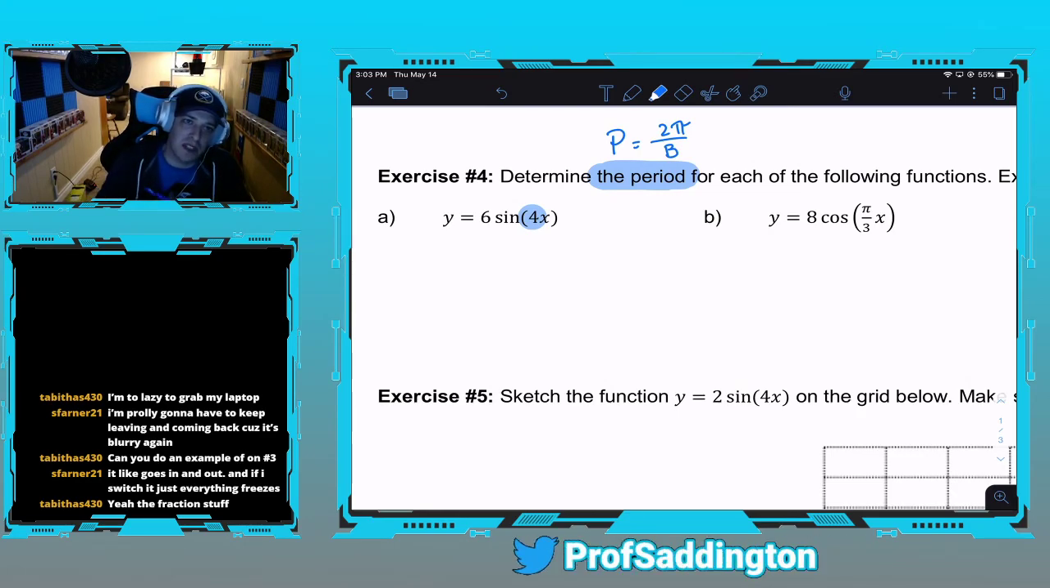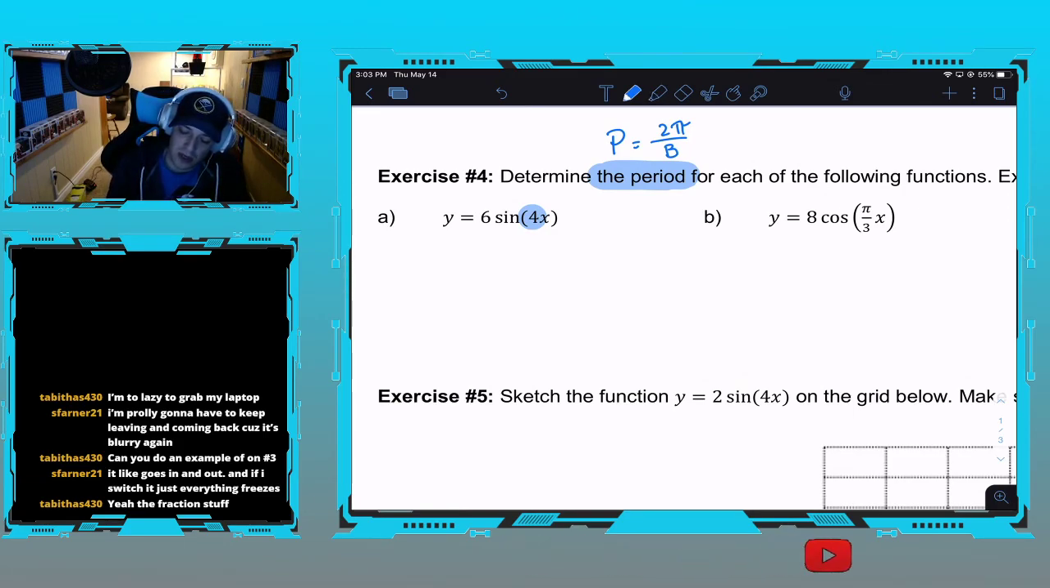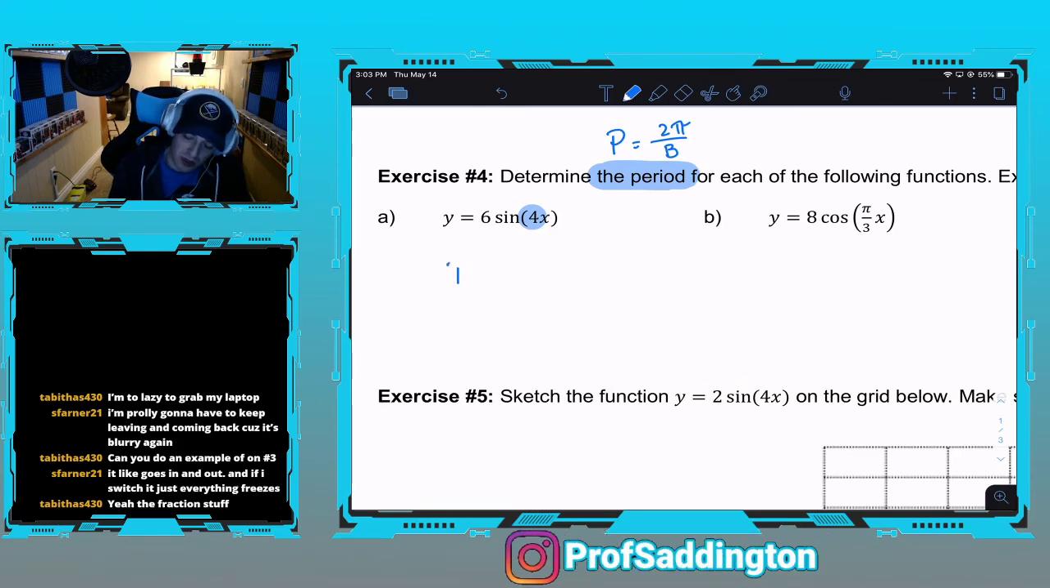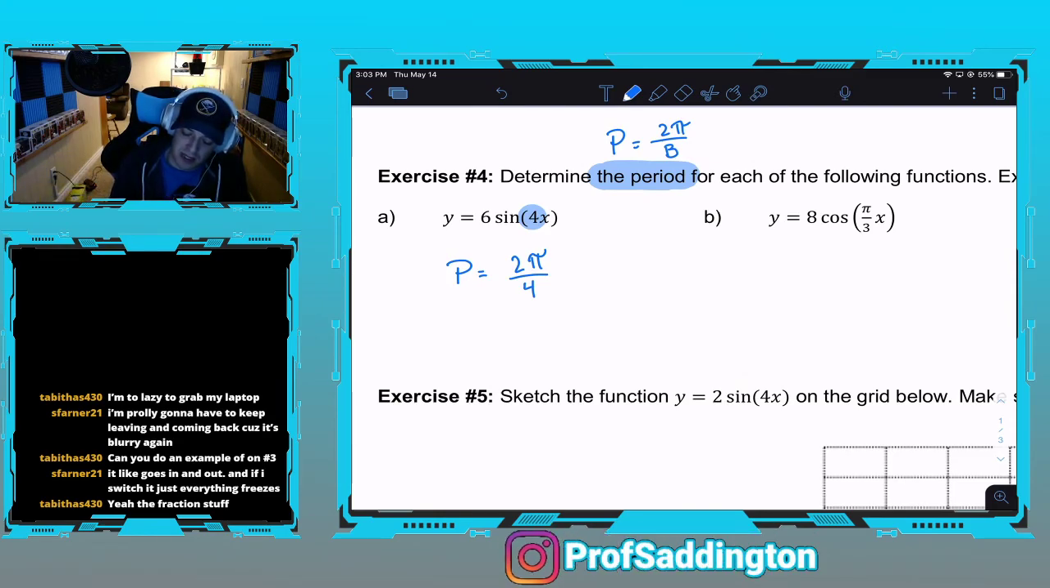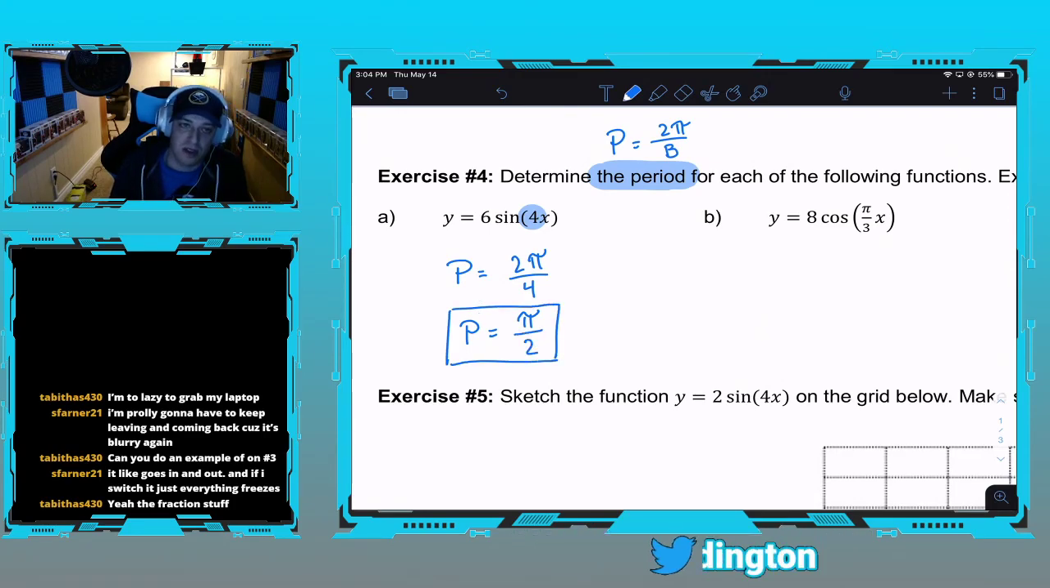So I'm going to start off with a, which is a non-fraction, and then I'll do one with a fraction so you guys can see what's going on with those. In this one, if I were to find the period, P is equal to 2 pi over 4. And then you just have to reduce the fraction. This one's a pretty easy one because 2 over 4 is the same thing as 1/2, or I could just write it as pi over 2. So the period is saying that this curve would end at pi over 2.